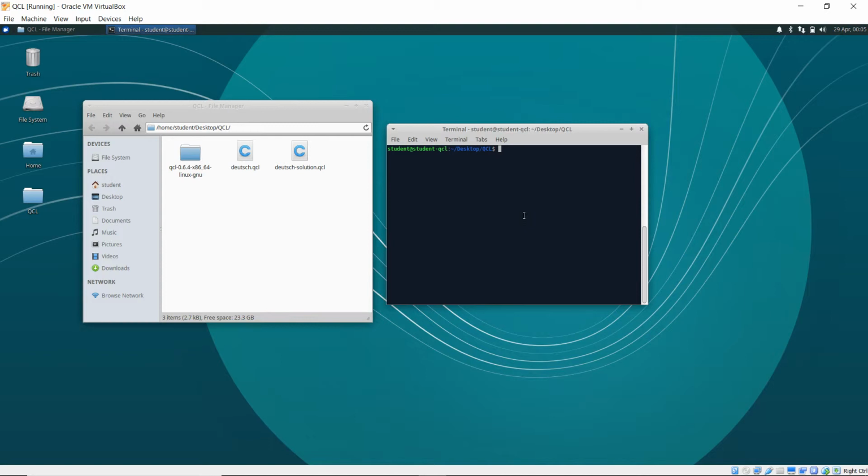So if you open a terminal, you can just type in QCL and get to the QCL interpreter, and so you can play around with the different QCL commands, just like you would with any other interpreter for a language that you were trying to learn. And then you can actually use it to execute a QCL file.